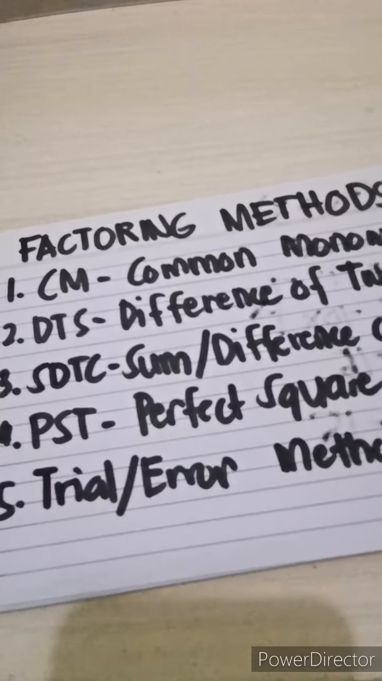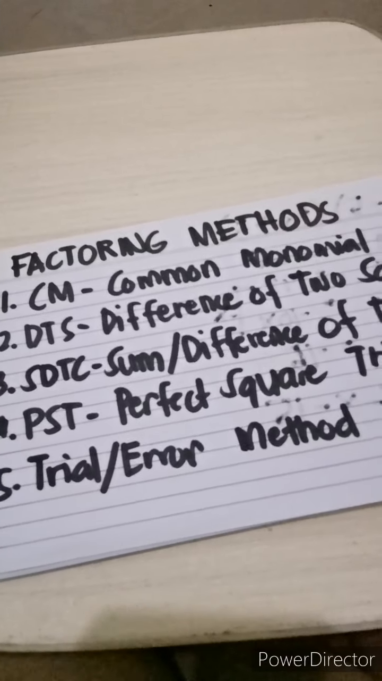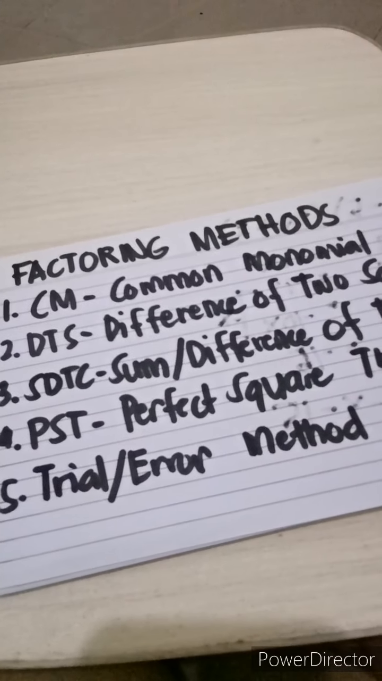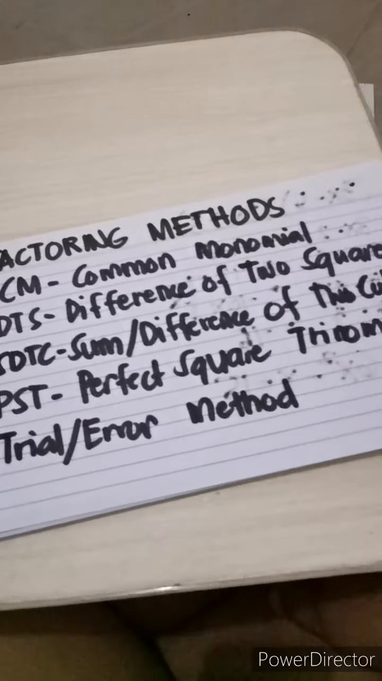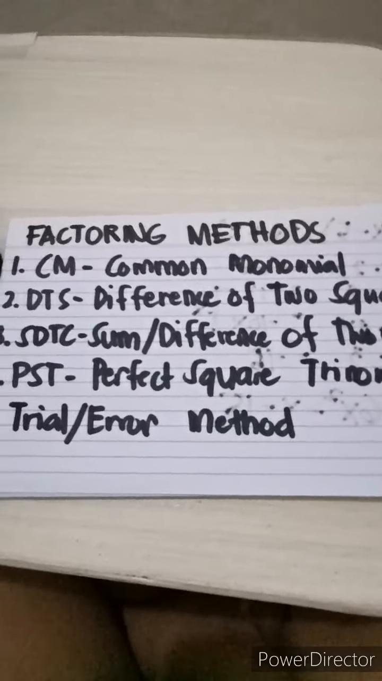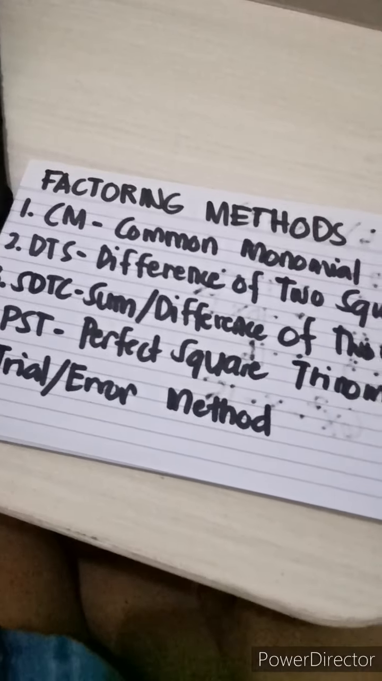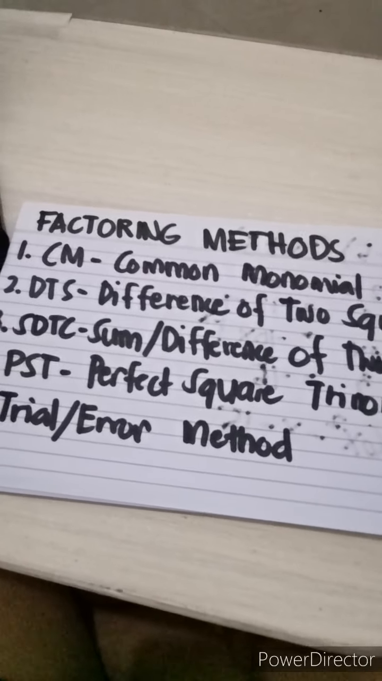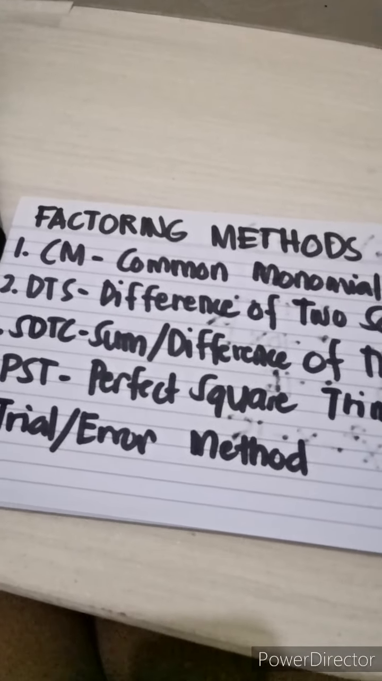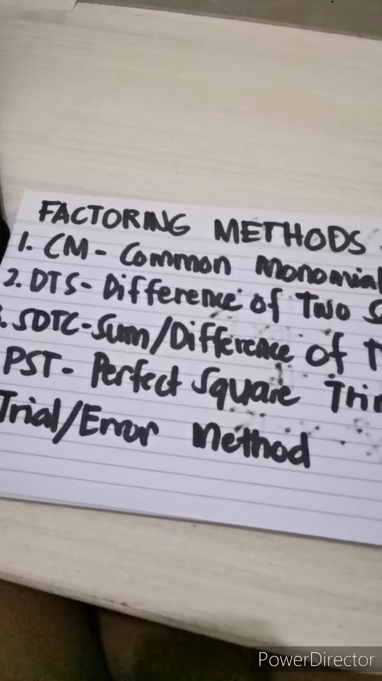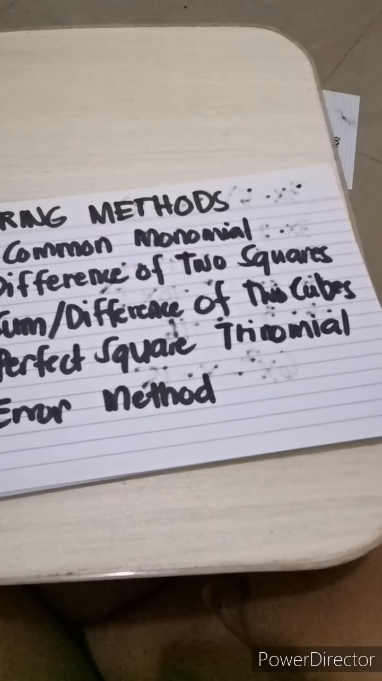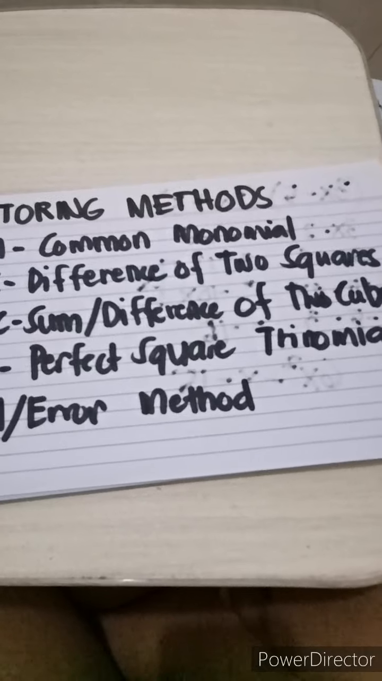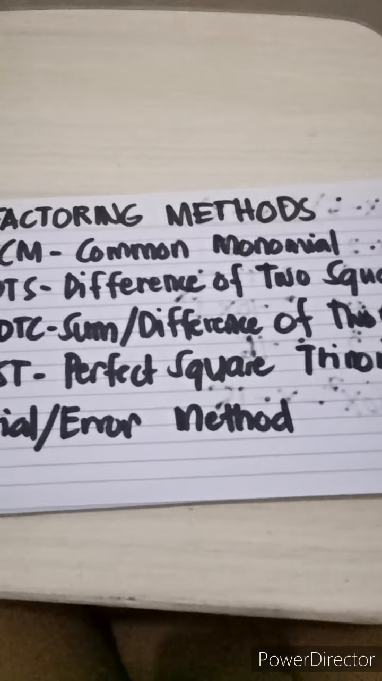The factoring methods, we have the common monomial, the DTS, or the difference of two squares. The counterpart of this is the product of sum and difference, one of the special products. Then SDTC, or the sum and difference of two cubes. The counterpart of this is the cube of a binomial.